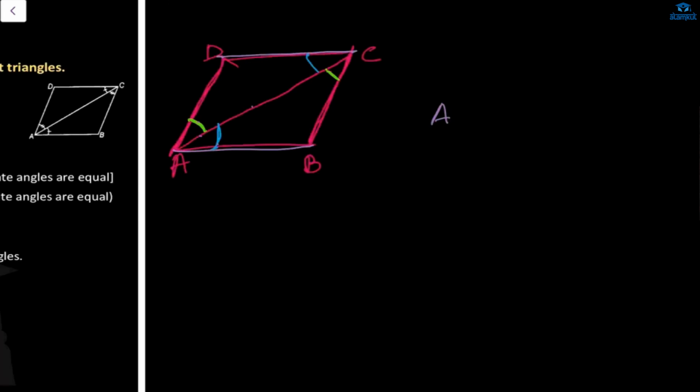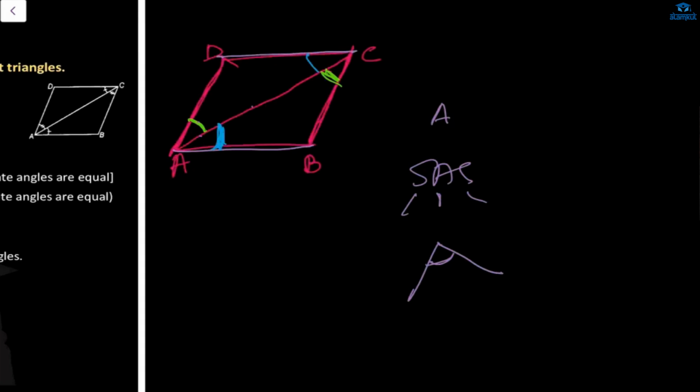See, we are taking... SAS means two sides should be there, and the angle between those two sides. But we are taking two angles and one side. We took two angles, and we took AC and AB, right? You are taking this angle and this angle and this common side.